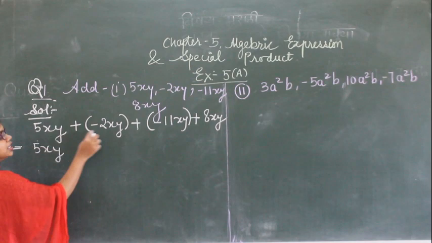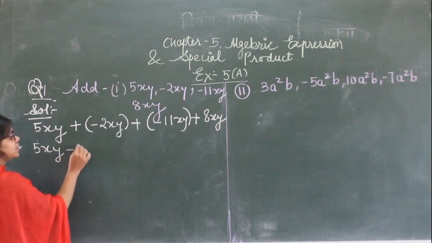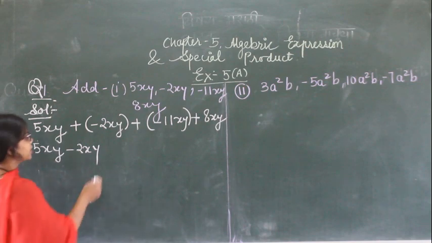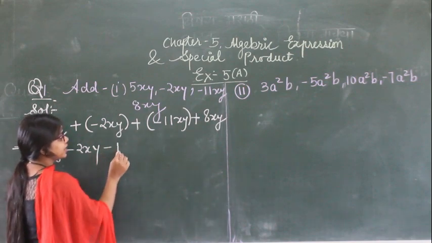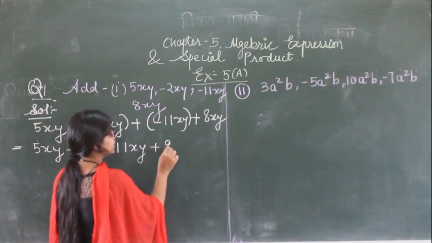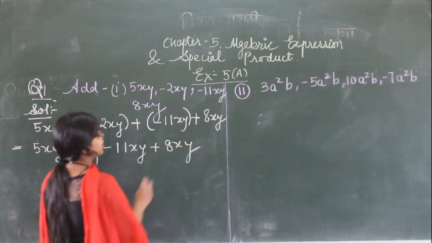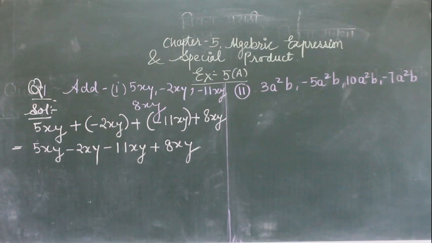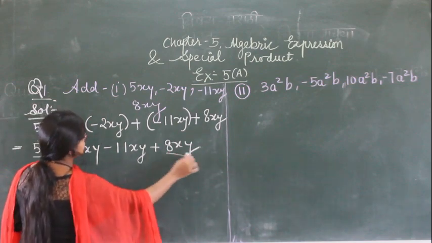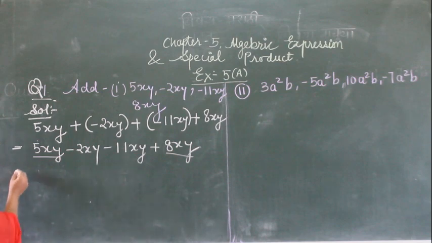Now open the bracket, you will get 5xy. Plus 2 minus is minus, so from here you will get minus 2xy. Again plus into minus is minus 11xy plus 8xy.